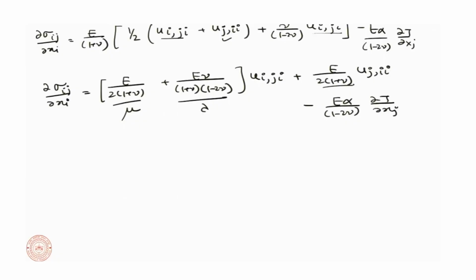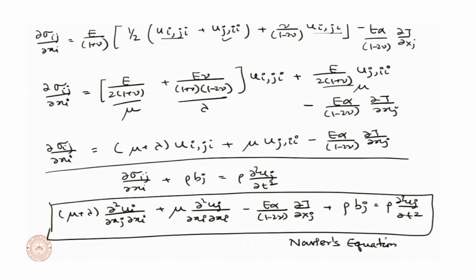So mu is the shear modulus and lambda is the Lame constant. Okay, again this is mu. So we will have our expression as (mu plus lambda) u_i,ji plus mu u_j,ii minus E alpha over (1 minus 2 nu) del T by del x_j. This is del sigma_ij by del x_i.